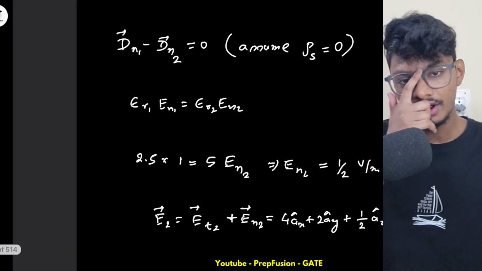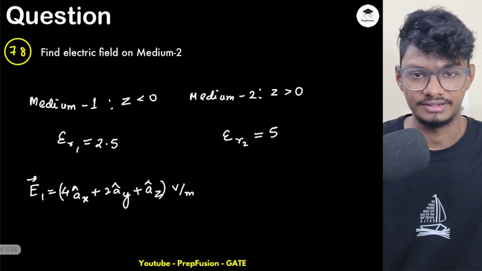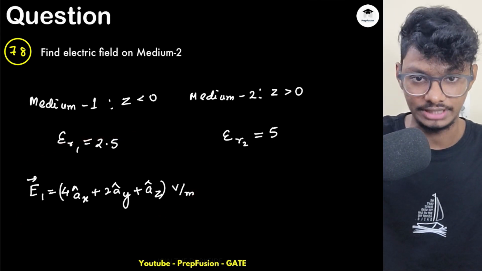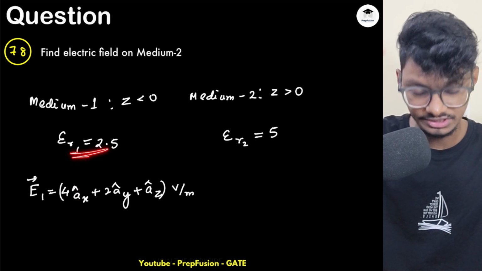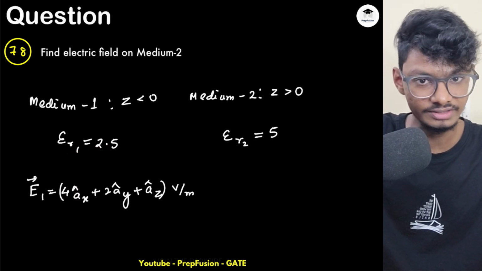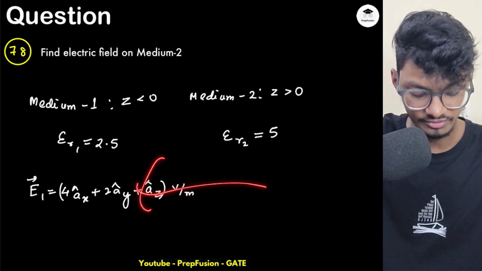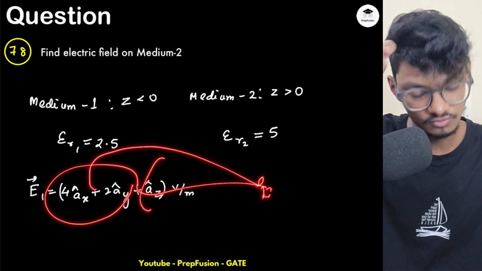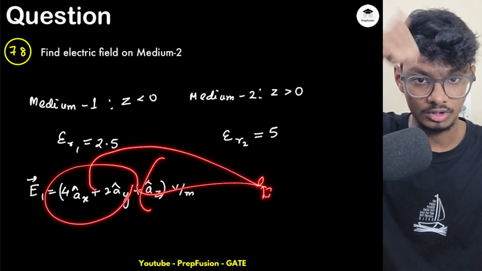So how can I do this in a fast, simple manner? Just see the question and say the tangential component will be the same. What is the normal to the interfacing surface? They have given az cap. So az cap I have to remove, and this will be the tangential component. It will be the same as E2. So it equals 4 ax plus 2 ay. Done. What about the normal component?